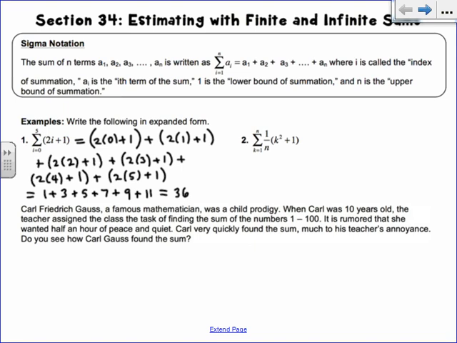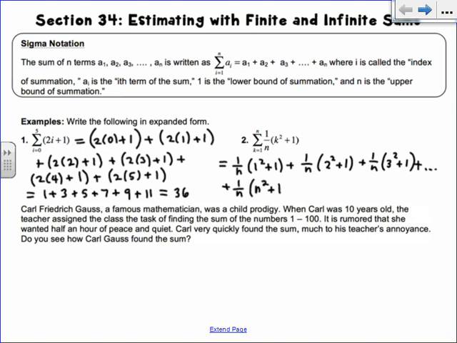Okay, so if I was writing this in expanded form, basically I'm going to have 1 over n, and then I'm going to start with 1 squared plus 1. And then the next one is going to be 2 squared plus 1, but we still have that 1 over n out front. And then the next one is going to be 3 squared plus 1. We're going to continue this pattern, so I'll do plus dot dot dot. We continue the pattern until we get to n, so we're going to have n squared plus 1.